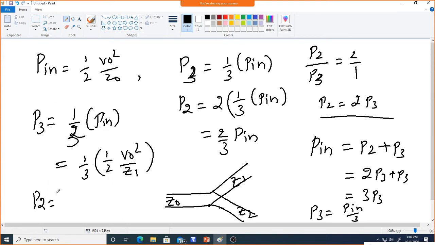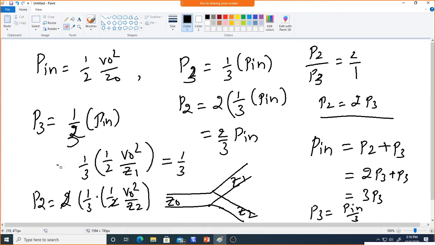So in terms of P2, that is 2 times 1 over 3 into P in, that is 1 by 2 into V0 square by Z2. So this will get cancelled, and you will get this one. So now, this is P3. Just a minute, we need to equate these equations.